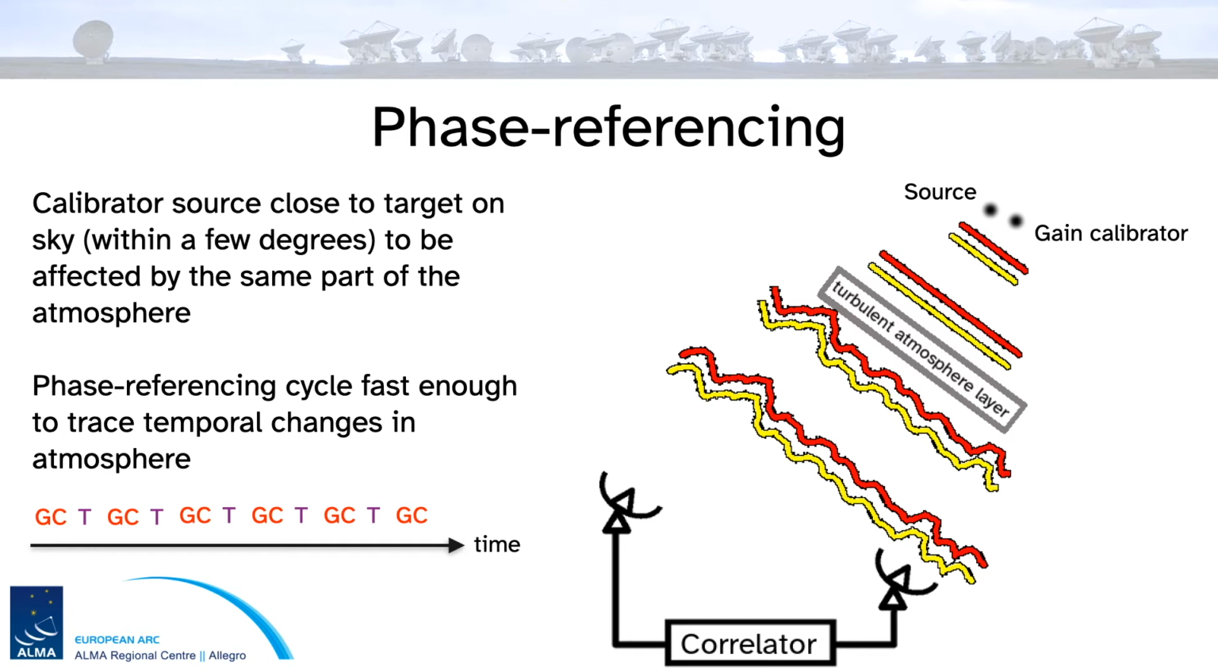To calibrate the phases and amplitudes of the target, the corrections of the gain calibrator are interpolated and applied to the target. The phase referencing cycle, which means switching between observations of the gain calibrator and the target, has to be fast enough to trace temporal changes in the atmosphere.